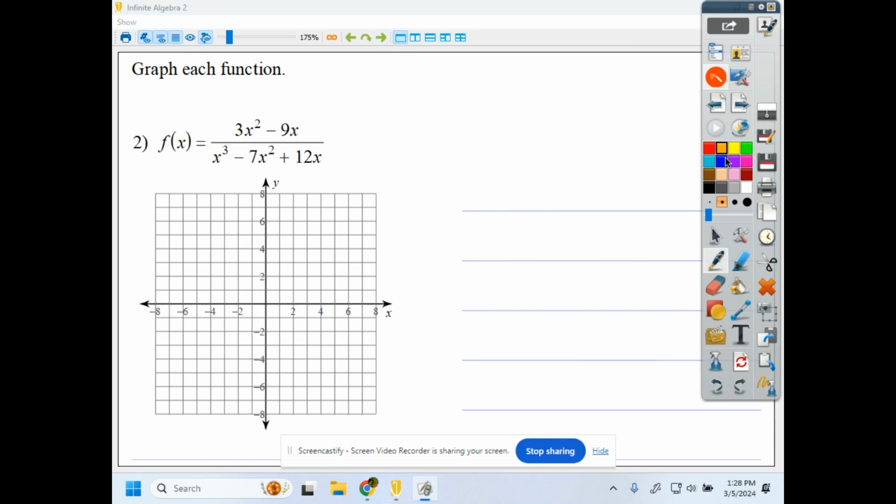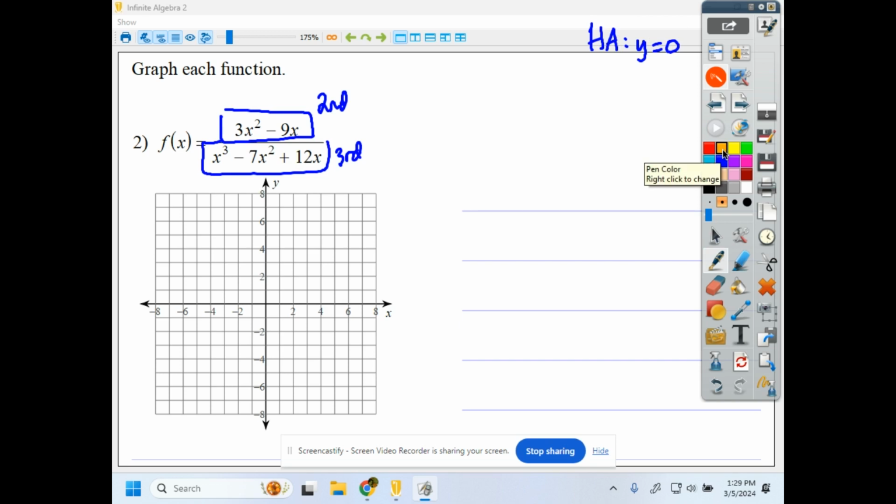Next, number 2, f of x is equal to 3x squared minus 9x divided by x cubed minus 7x squared plus 12x. So in this case, you should check to simplify first by factoring, find the GCF, all the methods in factoring. So first, on top, I have a degree of 2. The degree on the bottom there is 3. So I know the bottom is heavier again. So my horizontal asymptote there is y equals 0.